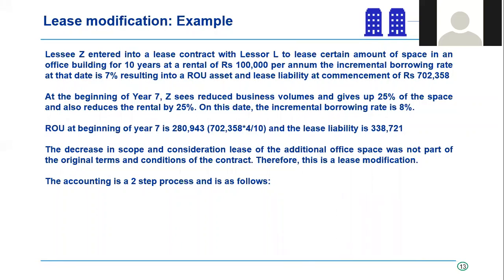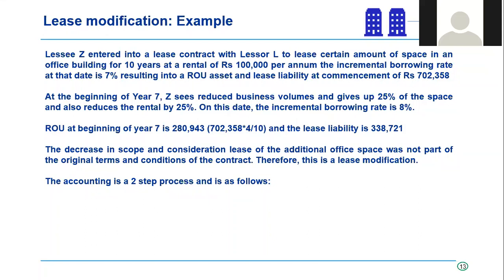So coming back to our example, let's just focus on this example. On day one, present value the 1 lakh rupees payable for 10 years, discount them at 7%, which is the incremental borrowing rate. So on day one, the lessee has a right of use asset of 7,02,000 rupees and at the same time recognizes a lease liability of 7,02,000 rupees.